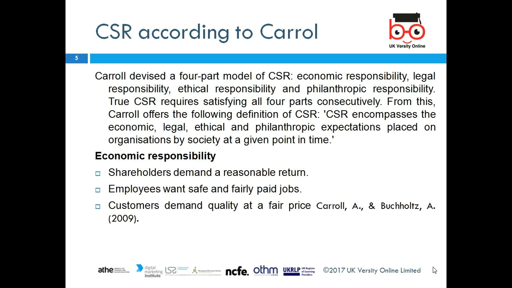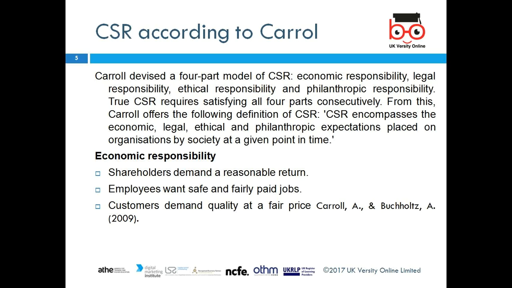CSR requires satisfying all 4 parts consecutively. From this, Carroll offered the following definition: CSR consists of the economic, legal, ethical, and philanthropic expectations placed on organizations by society at a given point in time. So economic responsibility: it is the responsibility of the organization to give shareholders a reasonable return that can meet their needs, demands and wishes.